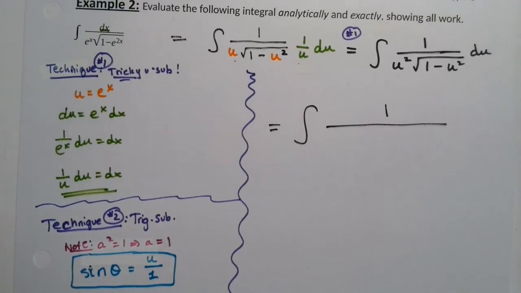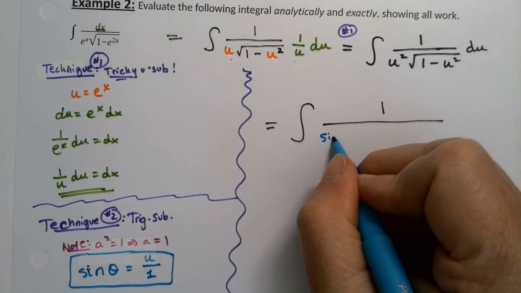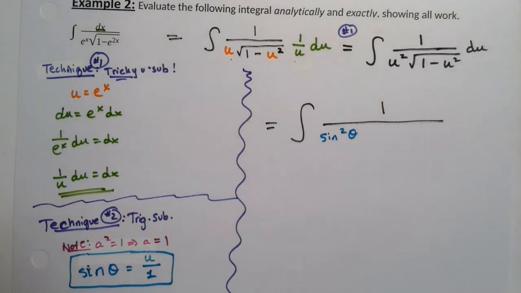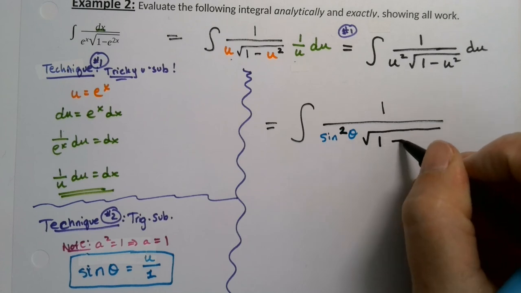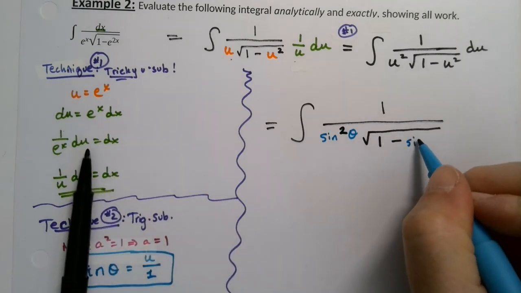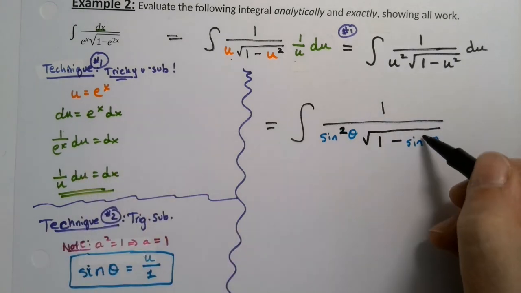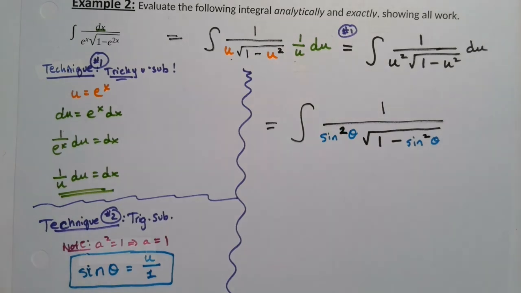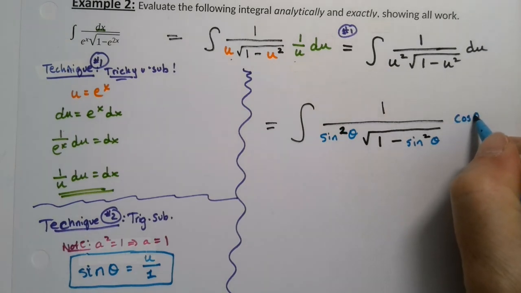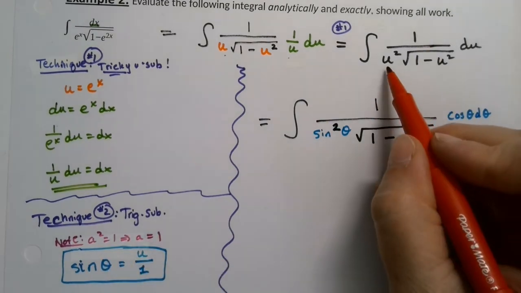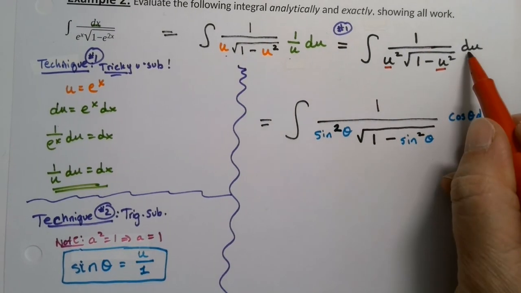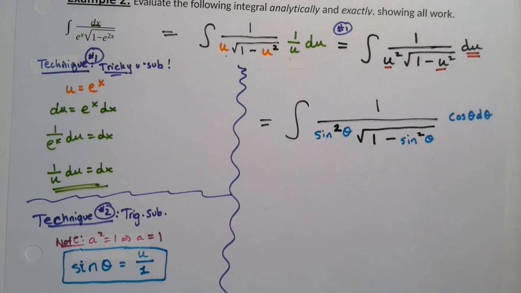So I'm going to say sine of theta, or sine squared of theta, right, because it was squared, square root 1 minus sine squared of theta in here. And then du was the cosine of theta d theta. Right, this was the first substitution, right, those two, and then this is the second one. It goes right there.